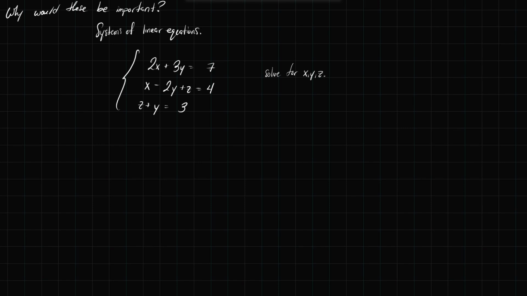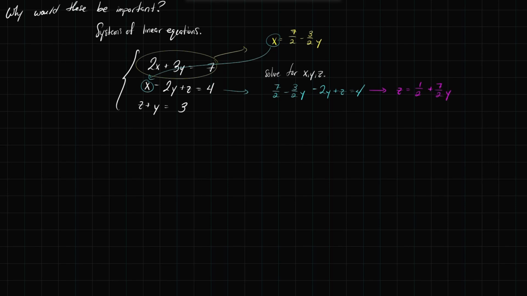We'll do it by substitution, where we can solve the first row for x by subtracting 3y from both sides and dividing by 2. We get that x is 7 halves minus 3 halves y. And then you would plug this in for x there, which gives us 7 halves minus 3 halves y minus 2y plus z equals 4. And I could solve this for z. If I solve this for z, I end up with z is 4 minus 7 halves. 4 is 8 halves, so we're going to have 1 half. And we have negative 2y minus 3 halves y. It's a total of negative 7 halves y, or plus 7 halves y on the right-hand side. That's going to be what z is equal to in terms of y.